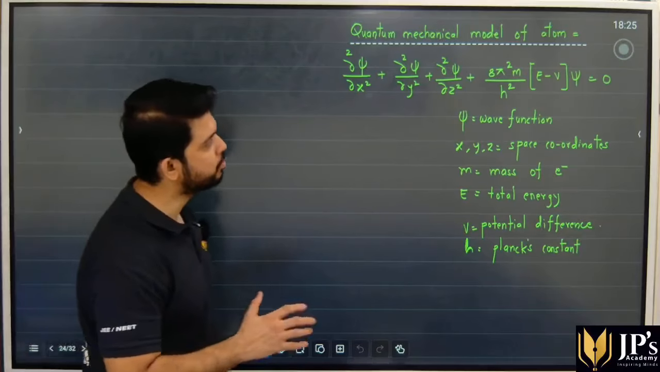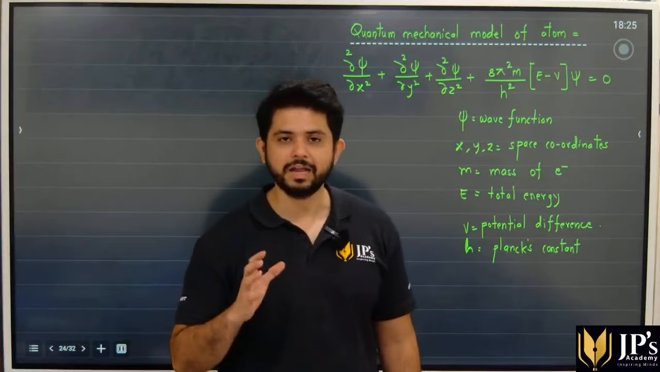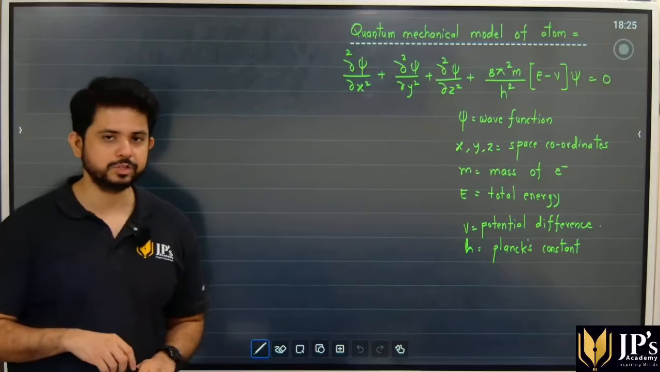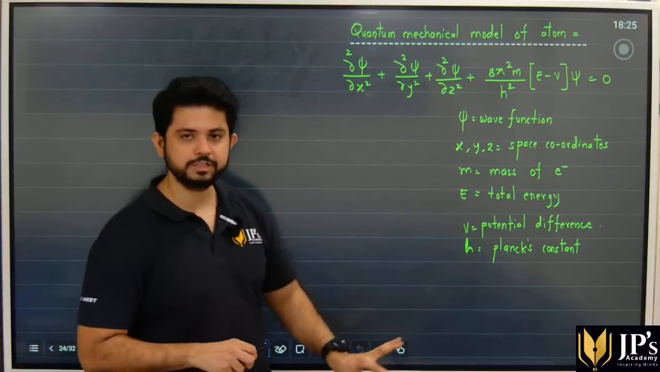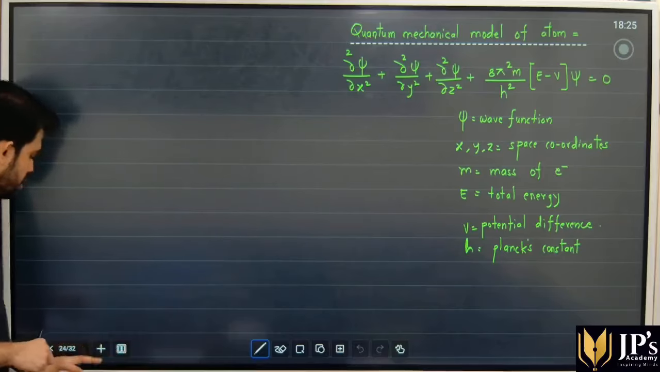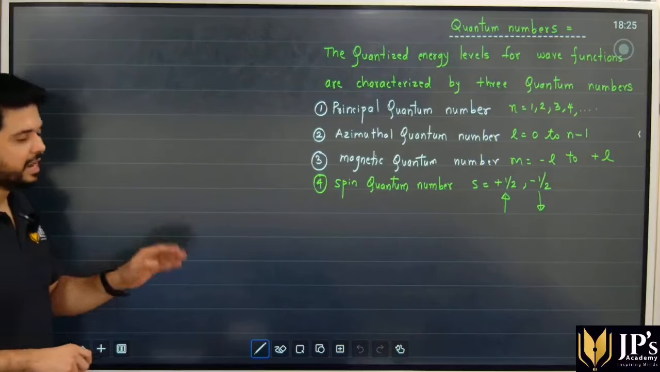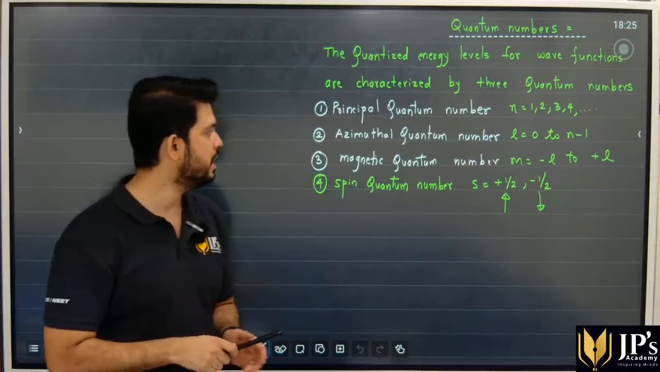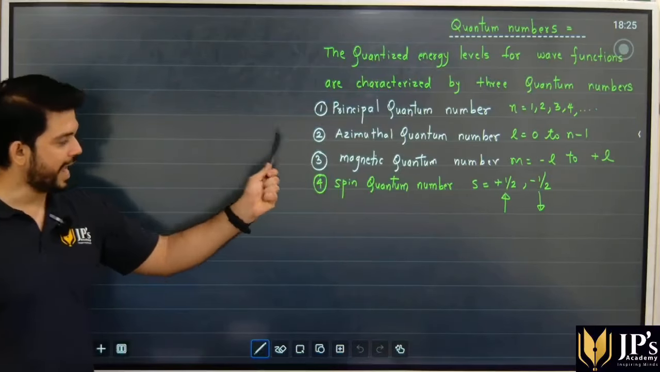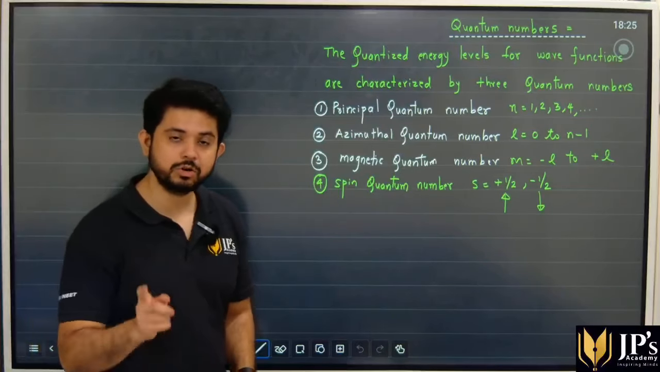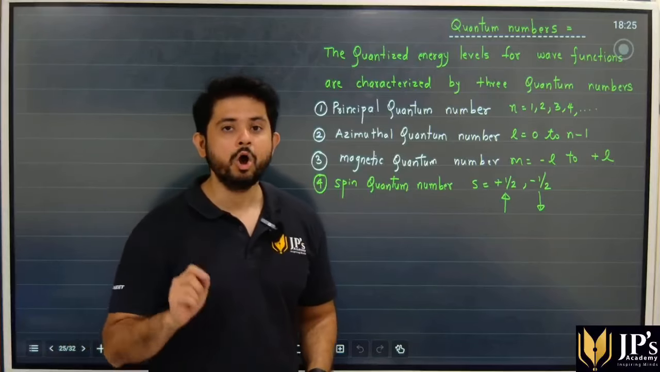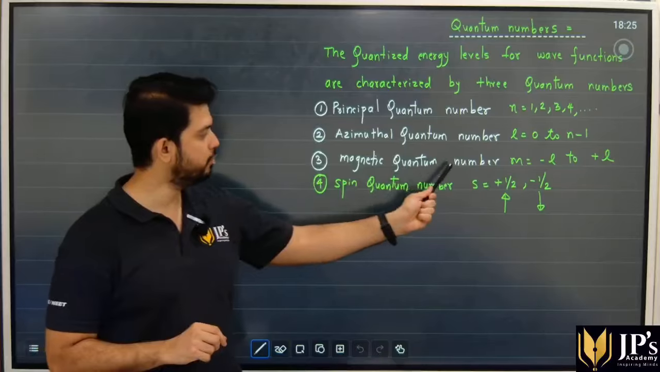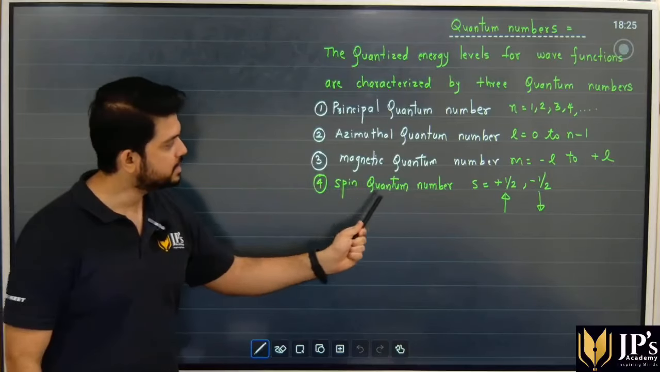Finally students, we have the quantum mechanical model of the atom. I have Schrodinger's equation on the board, though they will not really ask Schrodinger's equation. But when we solve Schrodinger's equation students, we get what are called quantum numbers. After solving Schrodinger's equation, we got quantum numbers, which are the principal quantum number, azimuthal quantum number, which is also called the subsidiary quantum number or orbital angular momentum quantum number. We have the magnetic quantum number, and we have the spin quantum number.